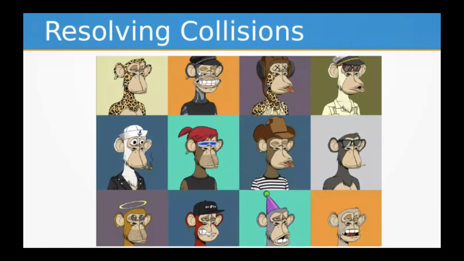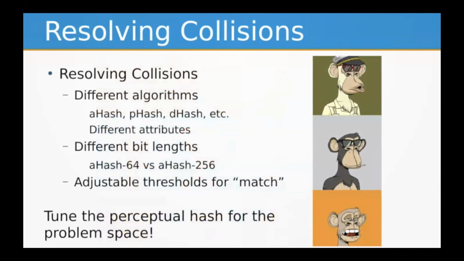Depending on those choices, all of these Bored Apes could be similar, or they could all be different. There are a couple of approaches for resolving collisions. First, you can use different algorithms. Different algorithms evaluate different attributes. Second, you can use different bit lengths. If the 64-bit aHash algorithm isn't sensitive enough, then maybe try 256 bits. And third, you can adjust the threshold for determining when two pictures match. The great thing here is that you have lots of options. You can tune the perceptual hash for your specific problem space.